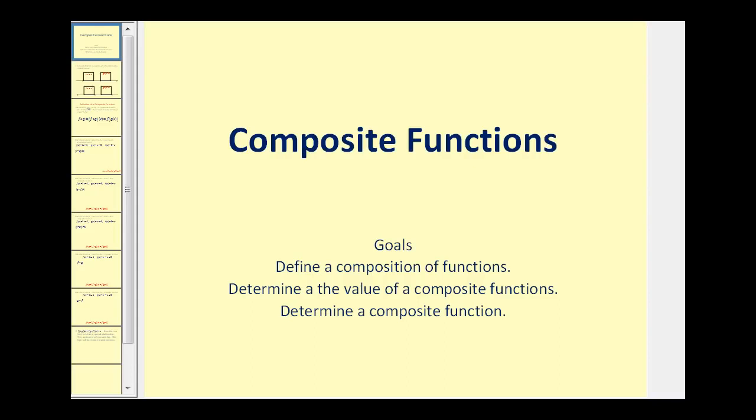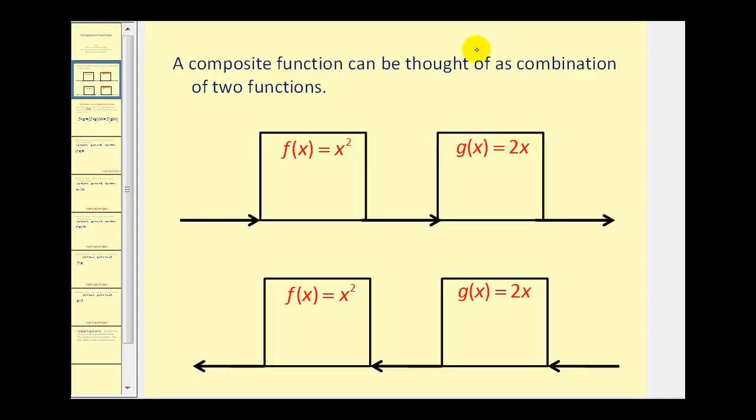Welcome to a video on composite functions. A composite function can be thought of as a combination of two functions. One way to illustrate this would be to use a conveyor belt where we have an initial input, let's say 3, and it becomes the input into F, where F squares its input and produces an output of 9. And this output becomes the input into G. So we multiply 2 times 9, and the final output of this composite function would be 18.